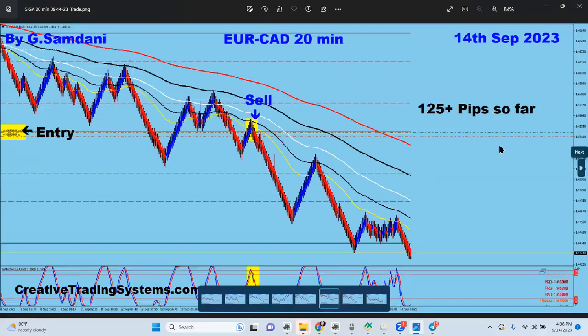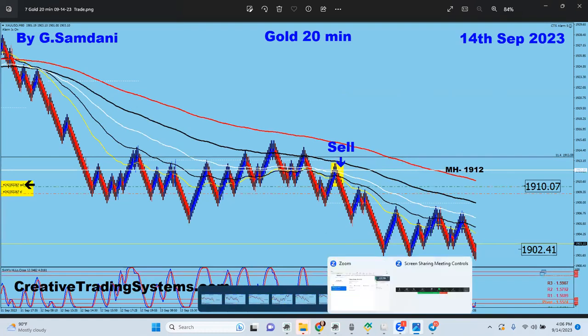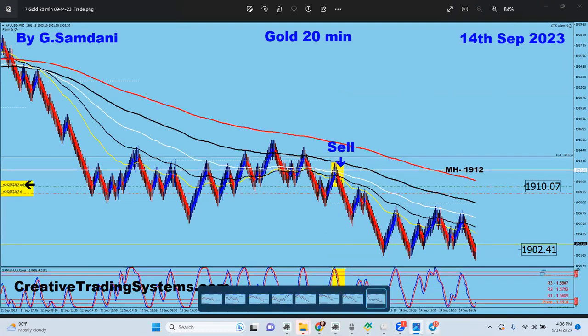Another trade I had is EUR-CAD. CAD was getting strong as well, so 125 pips to the downside here, and as well as I have a gold trade here, a little small trade to the downside from 1910 to 1902. So these are four trades for today, and EUR-AUD and Pound-AUD I posted on my Telegram as well.